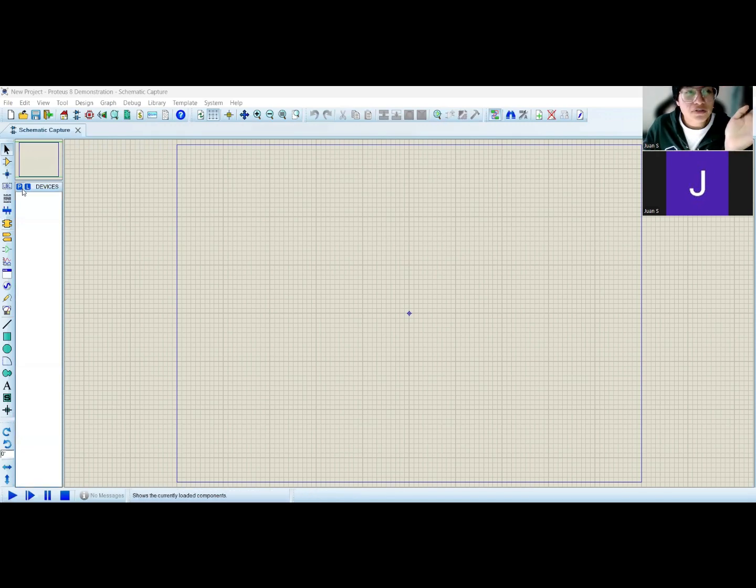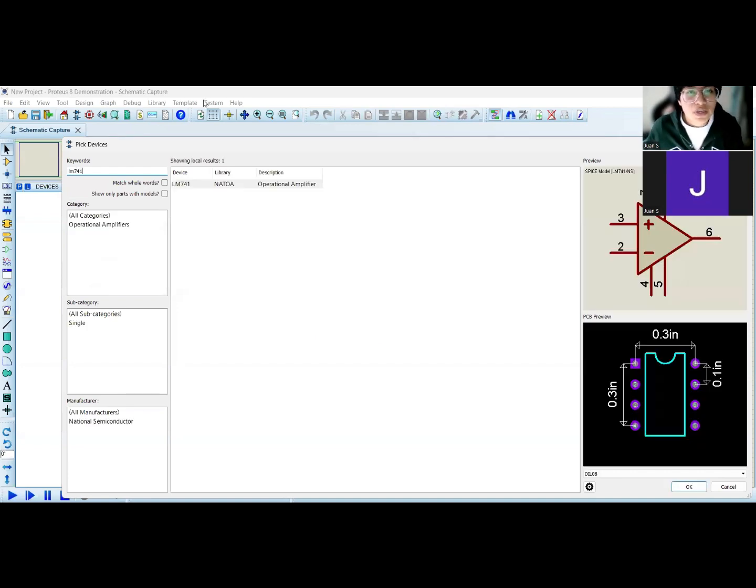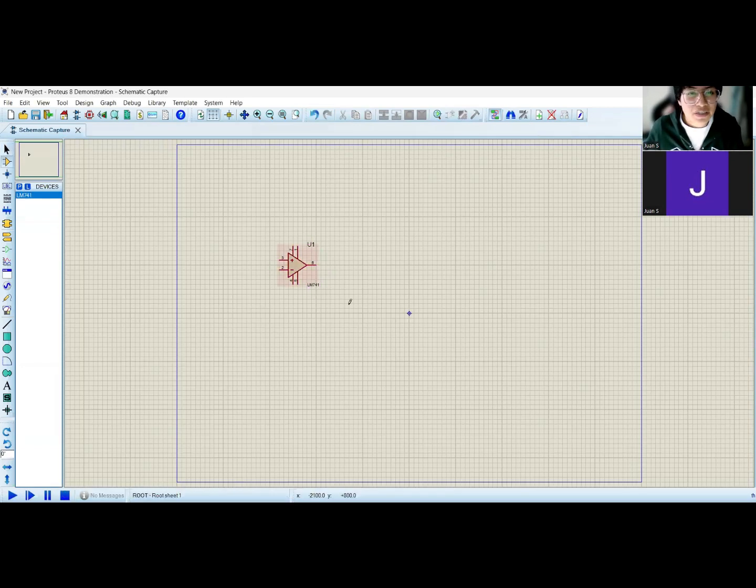Following on, we're going to talk about Proteus, which we're going to use to simulate the different configurations that it can have. Okay, so now with this in mind, we're going to open Proteus so that we can do our simulation. So here we have Proteus. First of all, we're going to open the resources that we're going to use, which is the LM741. That's going to be our operational amplifier.